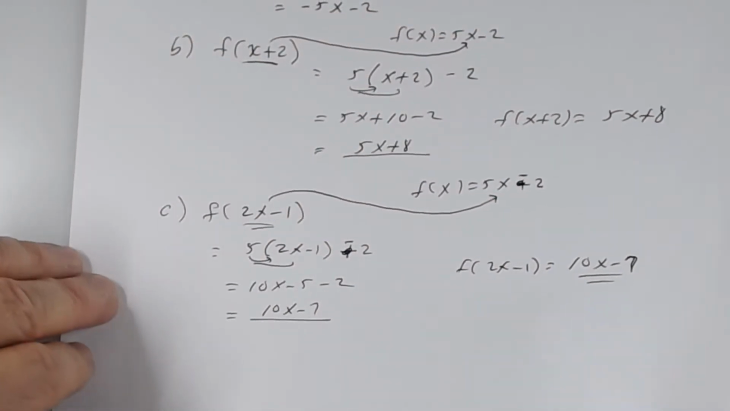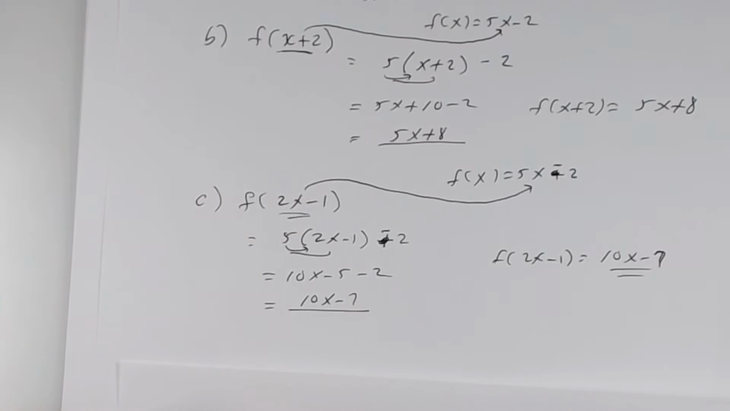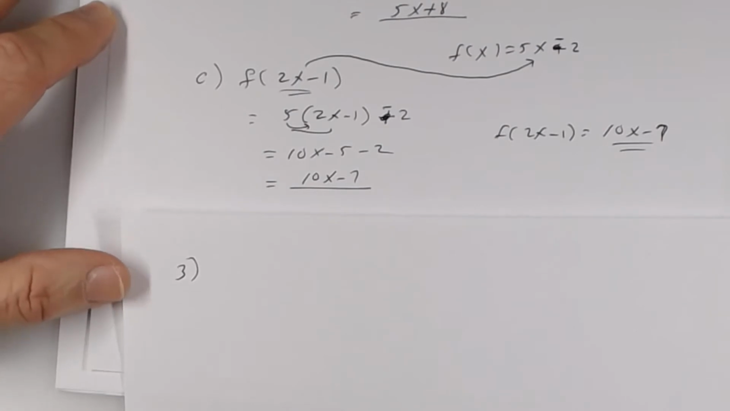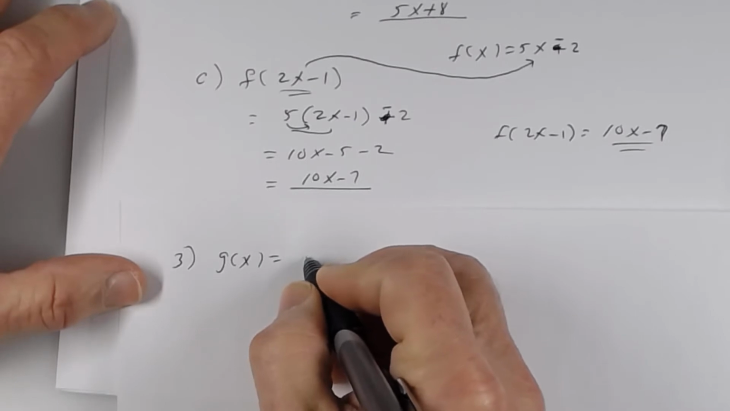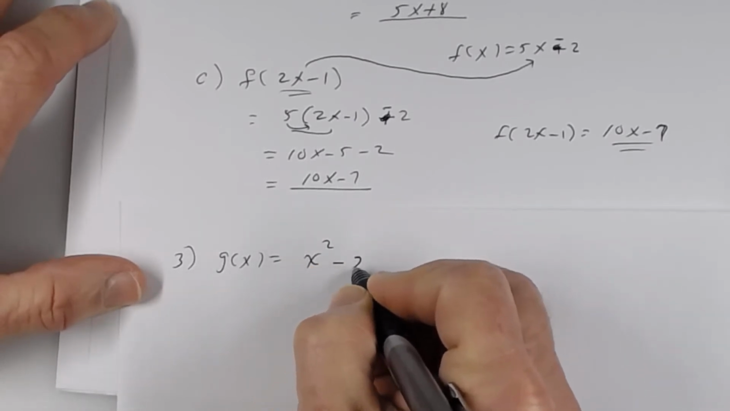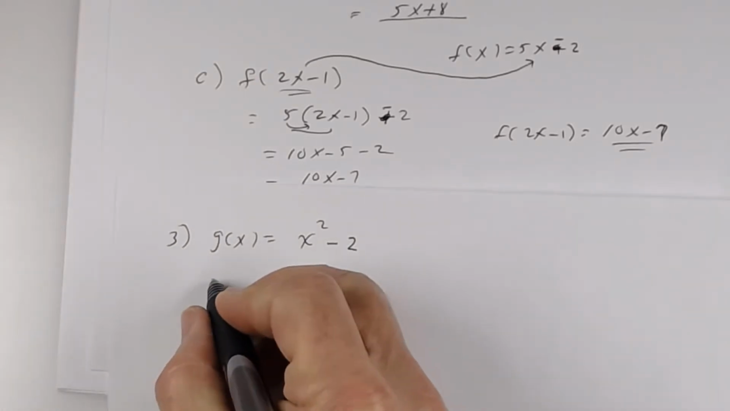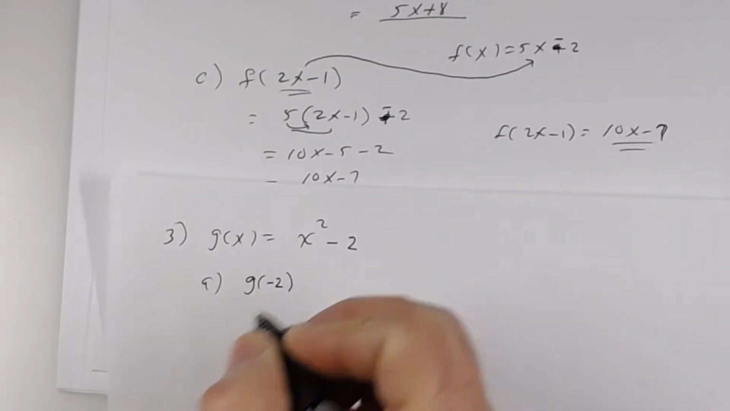Now, let's look at this one. This is going to be number 3. So number 3, let's suppose that g of x is, I'm going to make this one simple for right now, x squared minus 2. We're going to start with a simple one, then I'm going to do another one that you're most likely to see. Okay, so if g of x is this, then part A, let's find g of negative 2.